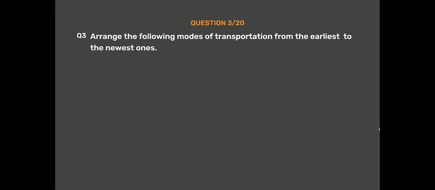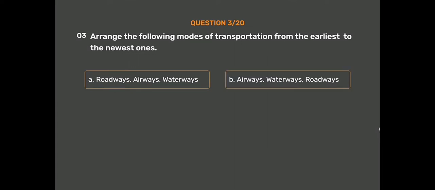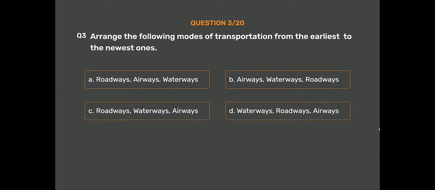Question number 3. Arrange the following modes of transportation from the earliest to the newest ones. Option A. Roadways, airways, waterways. Option B. Airways, waterways, roadways. Option C. Roadways, waterways, airways. Option D. Waterways, roadways, airways.